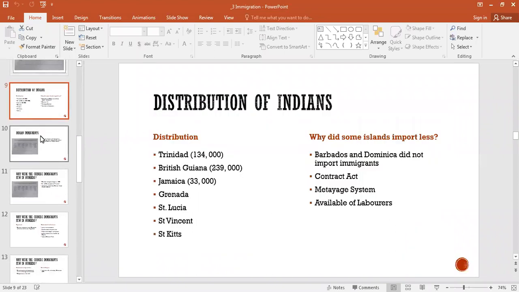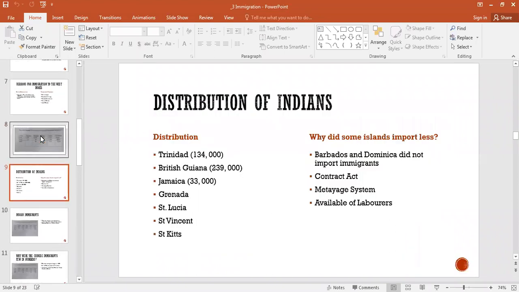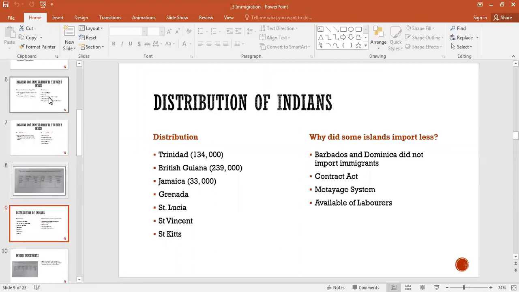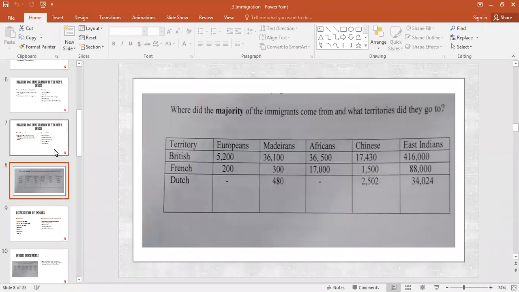So for today's class, we're going to continue to look at immigration. On Monday and Tuesday, we looked at reasons for immigration. And so we just want to look at the distributions of immigrants right across the Caribbean.